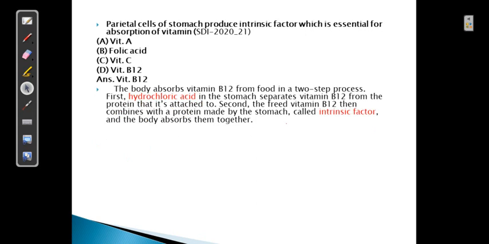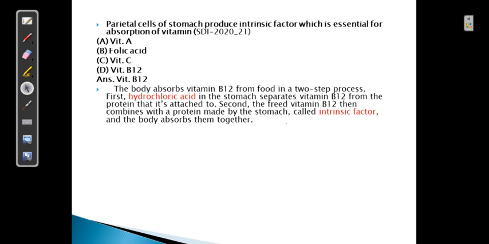In case of vitamin B12, the body absorbs it in two steps. First, hydrochloric acid in the stomach separates vitamin B12 from the protein to which it is attached. In the second step, this free form of vitamin B12 is combined with a protein made by the stomach, called intrinsic factor, and thus the body absorbs them together.